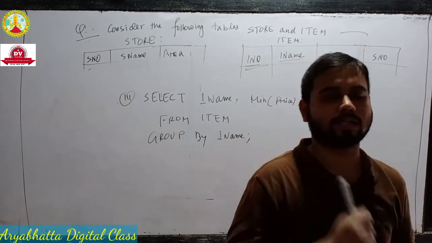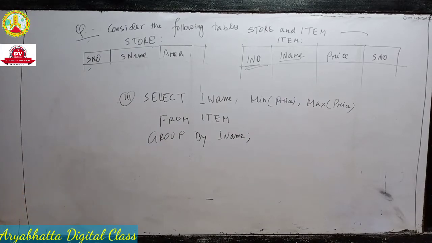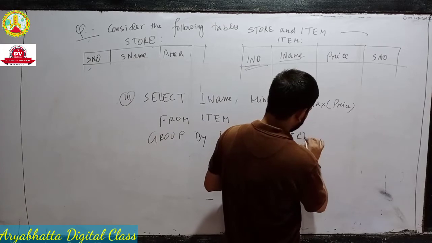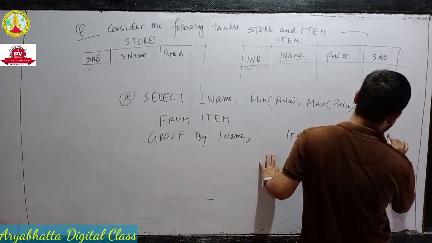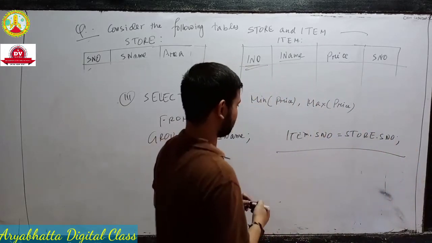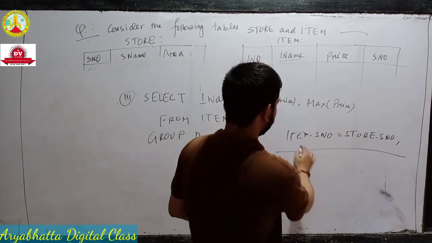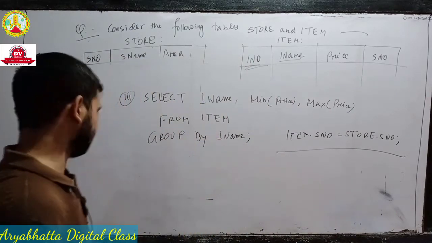That's how we take item dot S number, we use like that. You see, I don't write the whole query: item dot S number and store dot S number. Means this S number is common, and item is one table, store is one table. Then you can join, right?